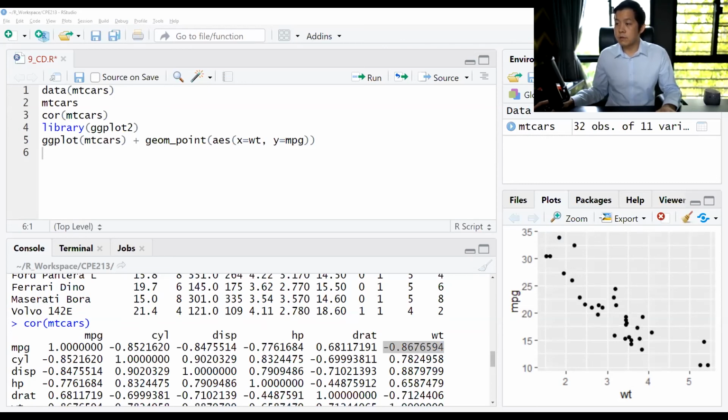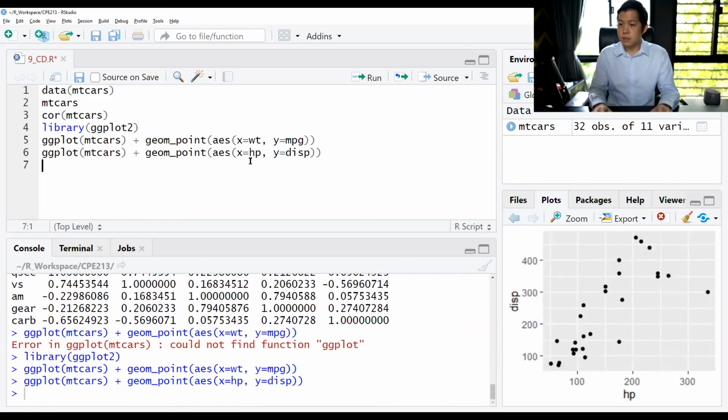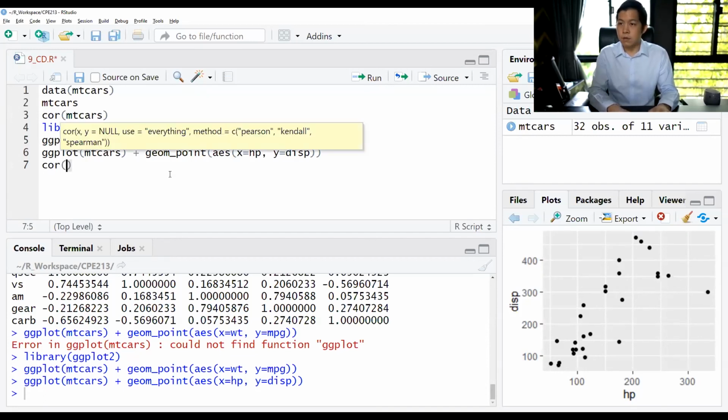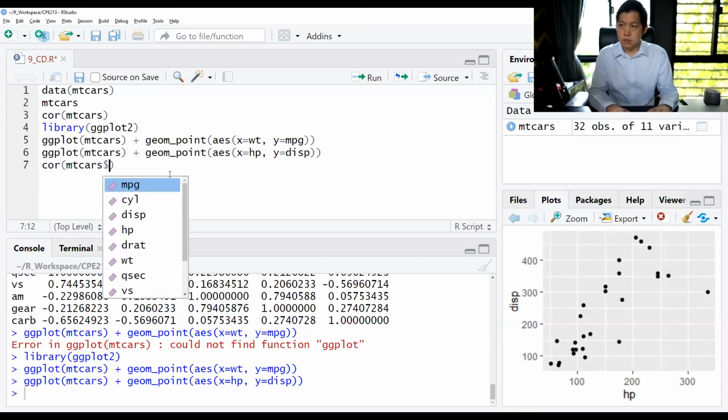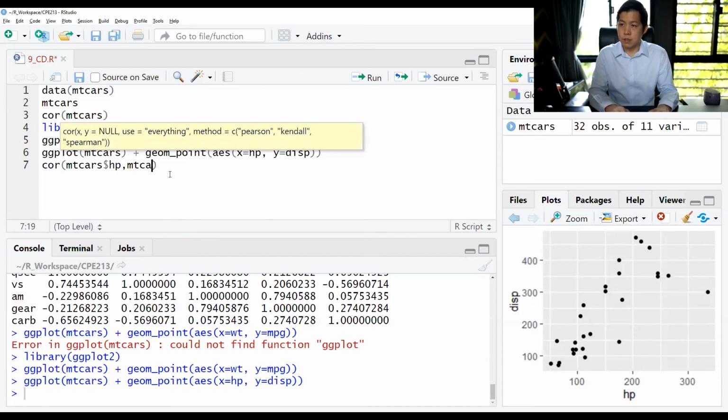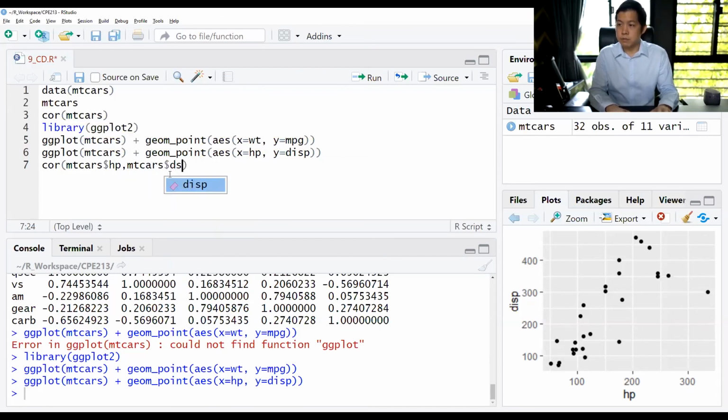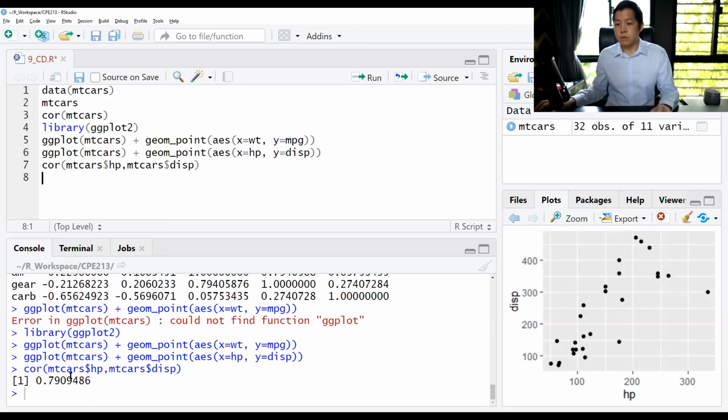Next is for hp and disp, hp and displacement. Change this to hp and disp. And here it looks positive, right? Let's take a look at the value of correlation of the mtcars hp and mtcars disp, and that equals 0.79, right? Almost 0.8, and it indicates a strong relationship here.